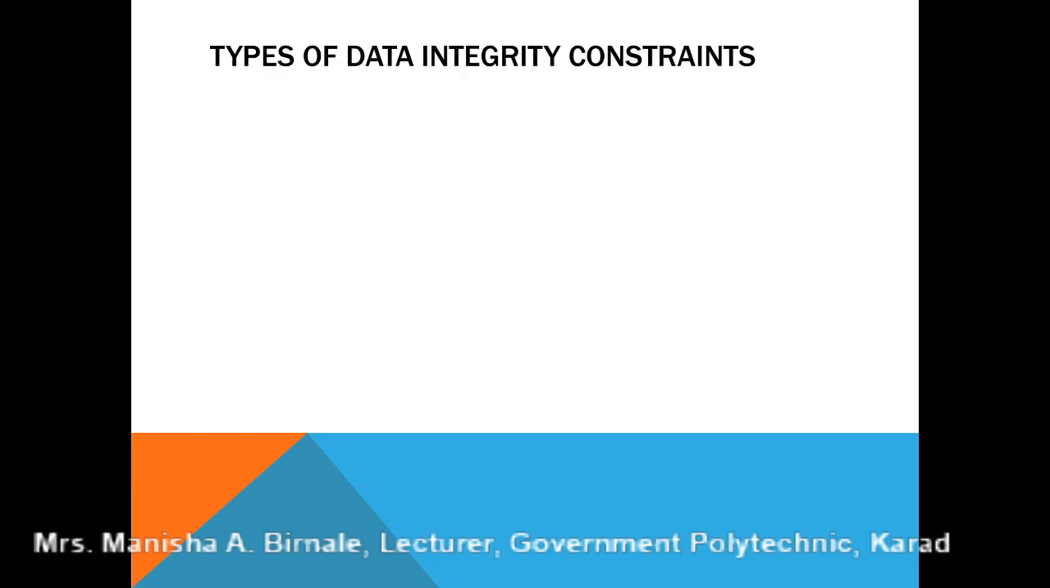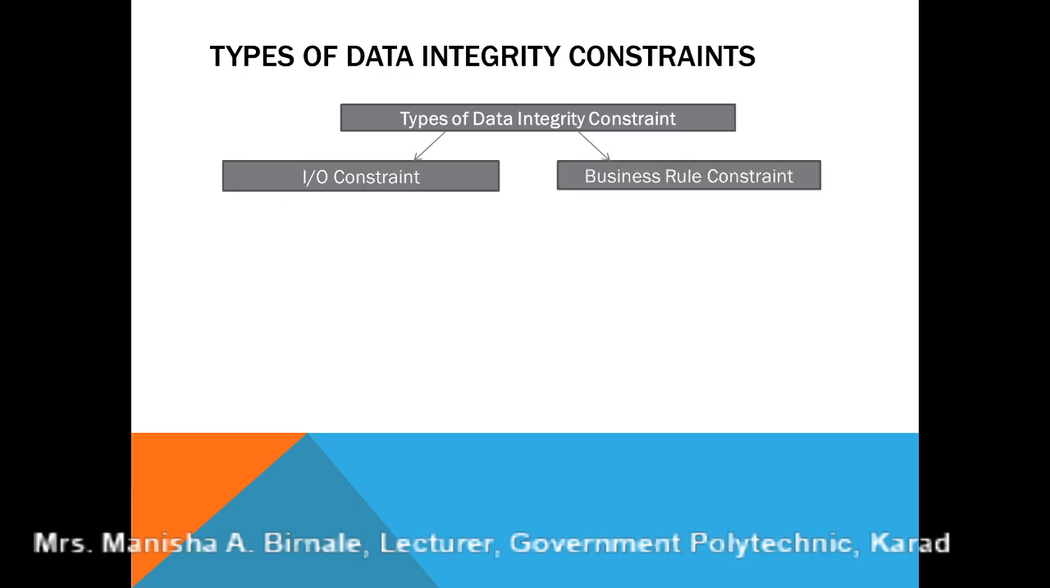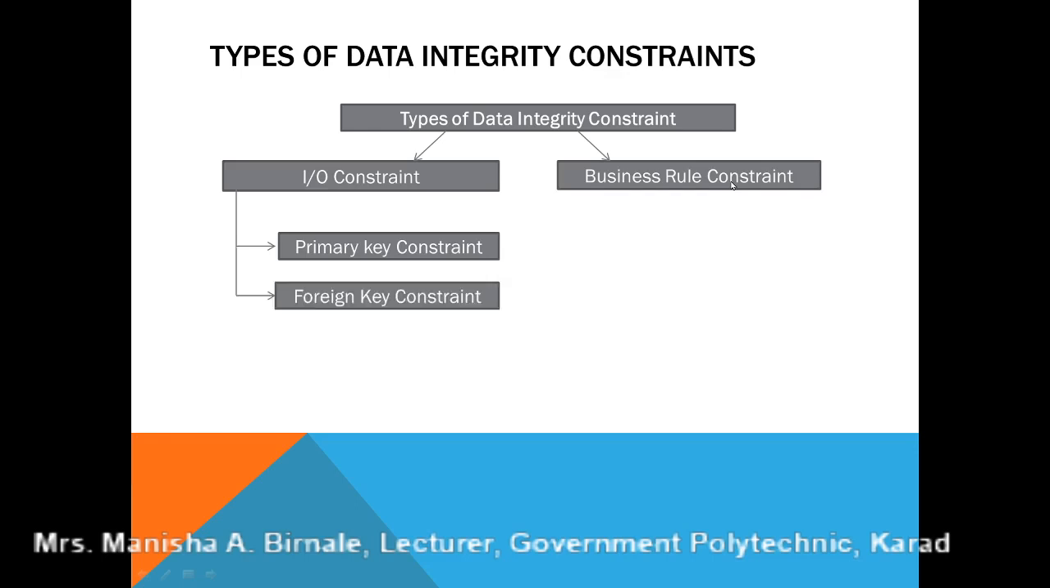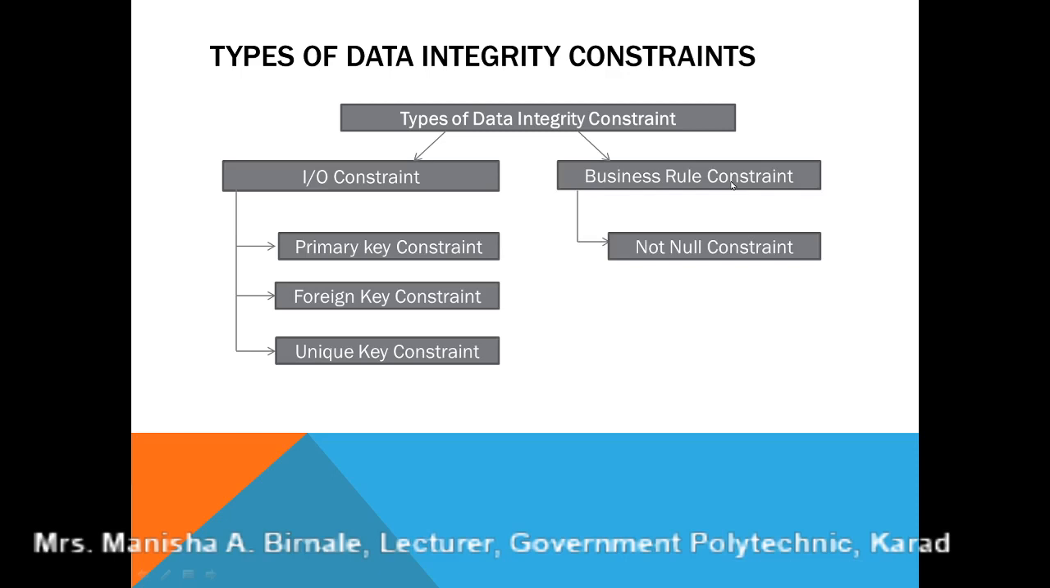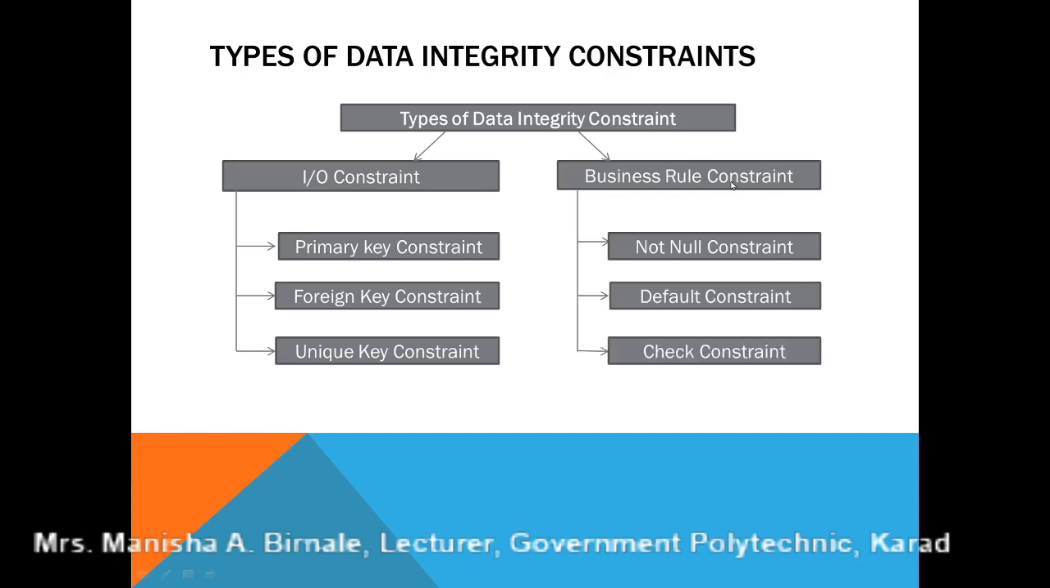There are different types of data integrity constraints. There are two types. IO constraint means input output constraint, and second is business rule constraint. In IO constraint, again there are three types: primary key constraint, foreign key constraint, and unique key constraint. And in business rule constraint, there are types like not null constraint, default constraint, and check constraint.